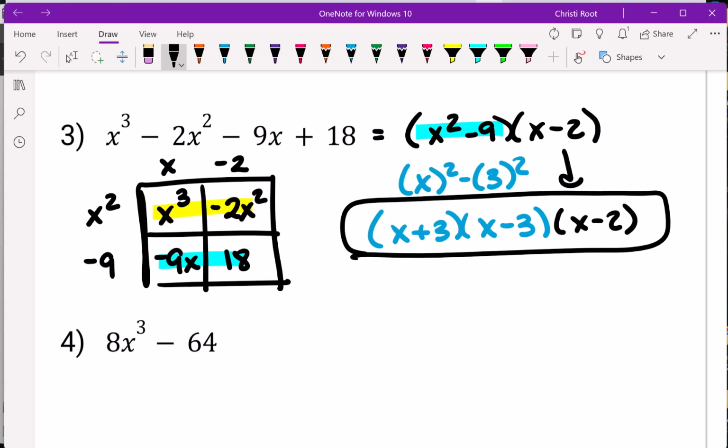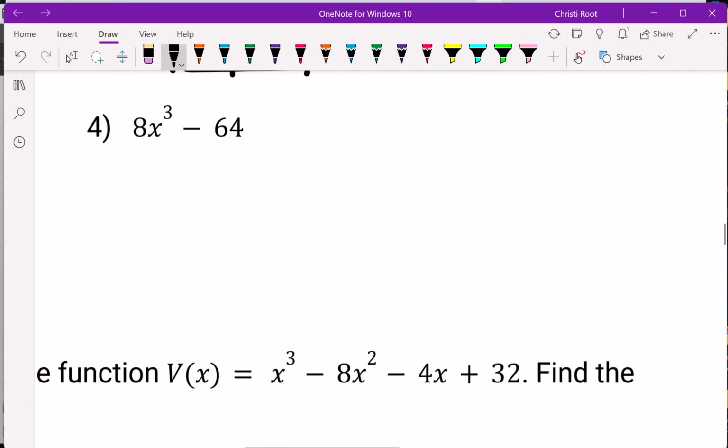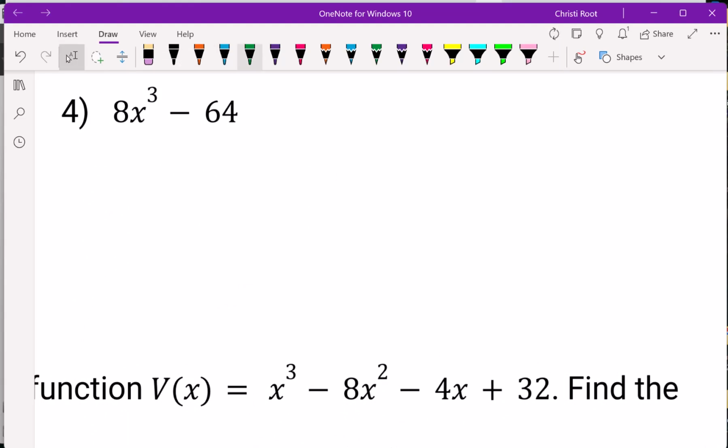All right, last one in this little part right here is number 4. Always look for a GCF, always, always, always, and it has one. So I can divide both of them by 8. That leaves me with x to the third minus 8.